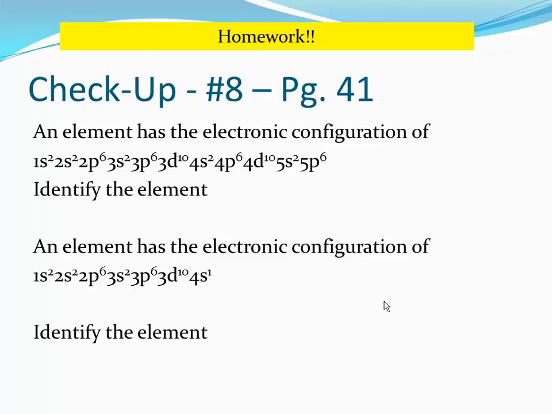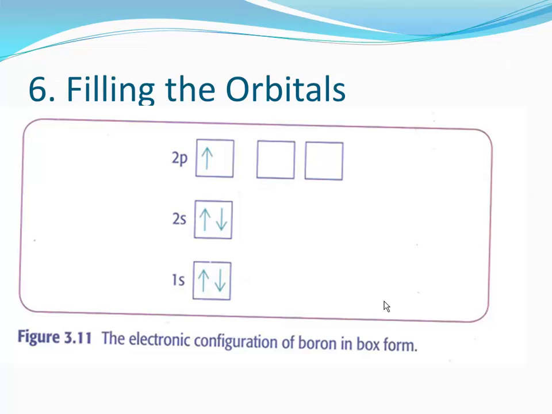And what is the element for the electron configuration of 1s2, 2s2, 2p6, 3s2, 3p6, 3d10, 4s1? Alright, filling the orbitals. This helps a lot with understanding the ionization energy and the anomalies that sometimes occur.